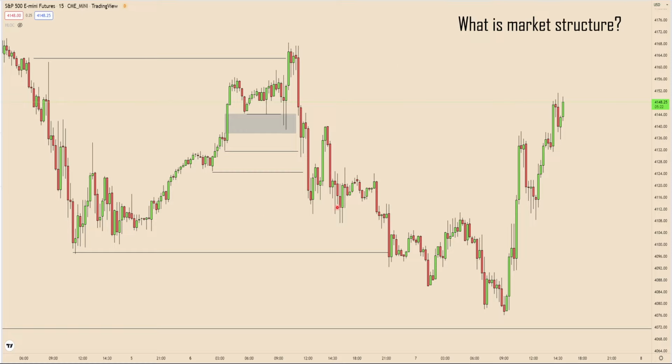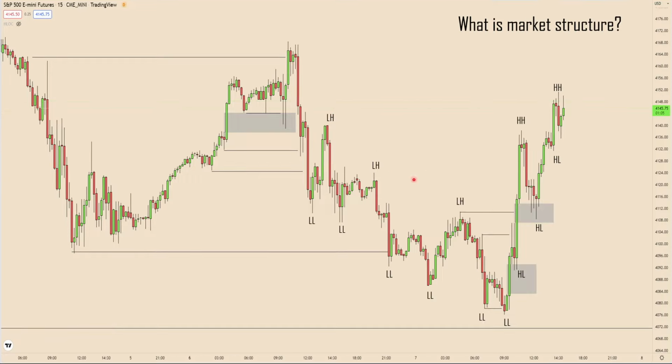So what is market structure? It simply just comes down to highs and lows, short-term highs and lows, swing highs and lows, relative equal highs and lows. As shown here, you have lower highs, lower lows, and then you can see trends change when you get those higher lows and higher highs.